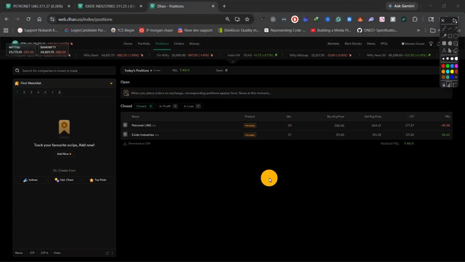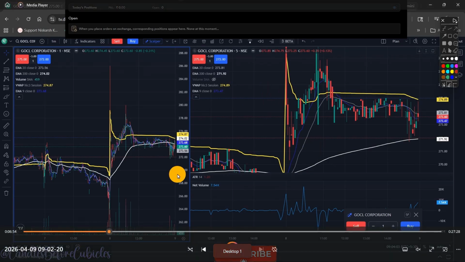Today, we will talk about our first green day in one of the trade recaps. As you can see, I have made about 49 in the green after one red trade. So, basically, one loss and one win. This is our recording of the trade.